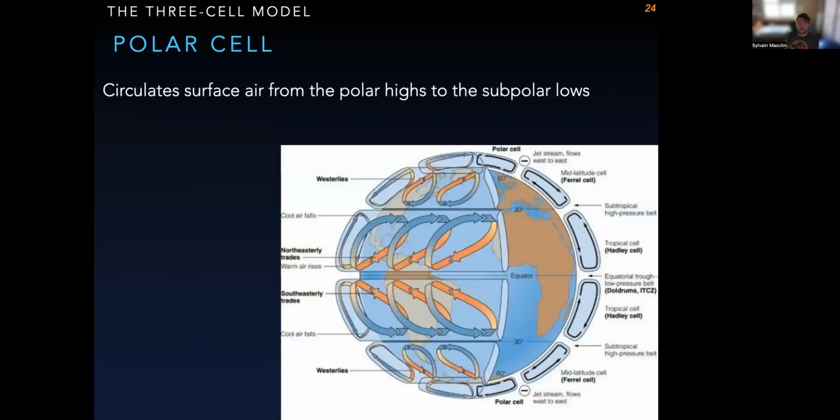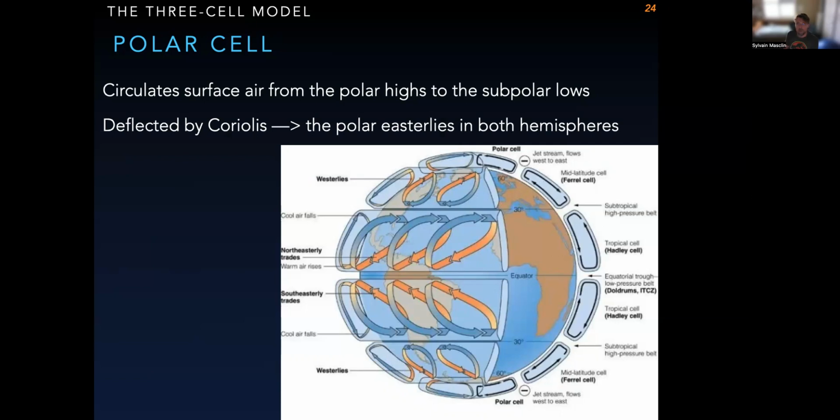Then the polar cells, mostly we're back to easterlies, what we call the polar easterlies, with the winds moving from the northeast toward the southwest. And so this is the coldest and driest region of the world because of all the sinking toward the high pressure system that we observe at the poles.